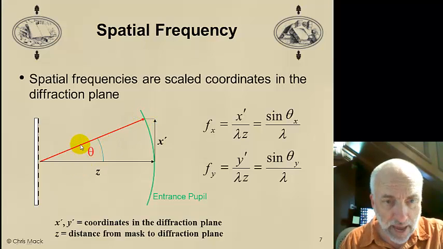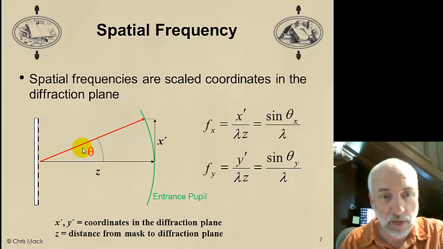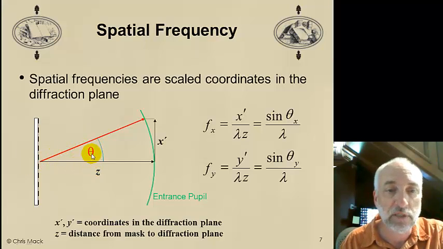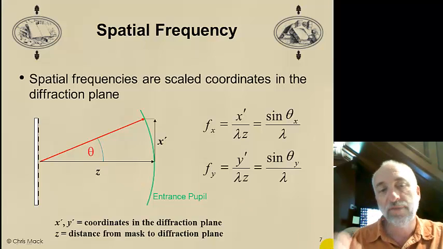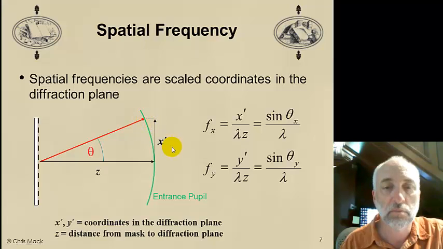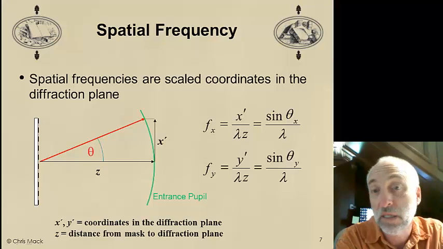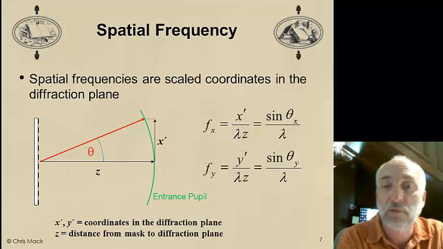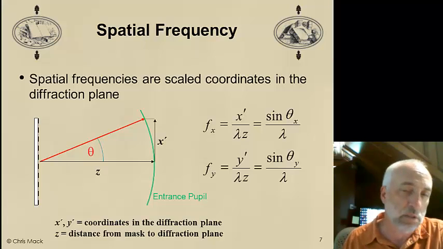When light diffracts or bends or propagates out of this mask at some angle theta, then we will define the coordinates x prime and y prime of this point using a new coordinate system called spatial frequencies, fx and fy. fx and fy are simply the coordinates in the exit pupil, x prime and y prime, divided by the wavelength and divided by the distance away from the mask. In other words, it's just a scaled coordinate system.